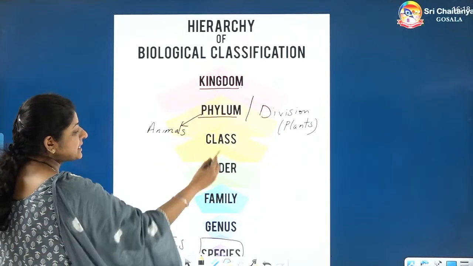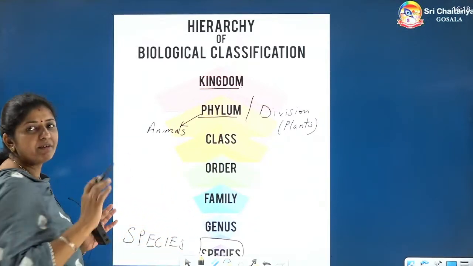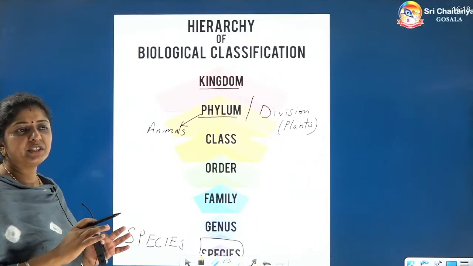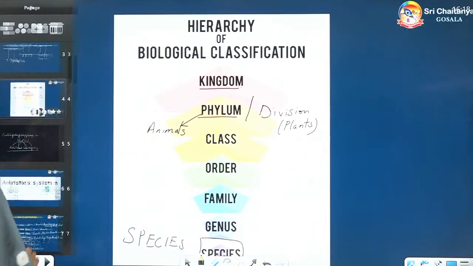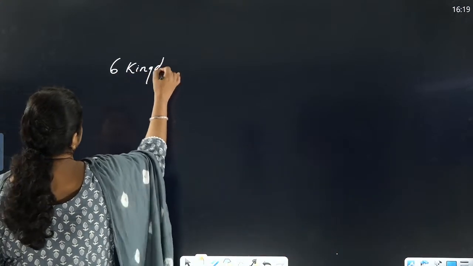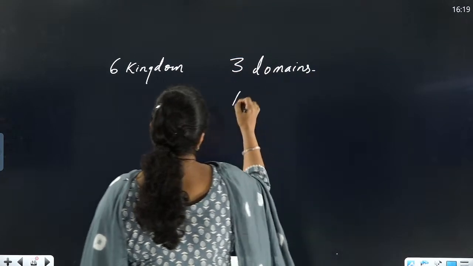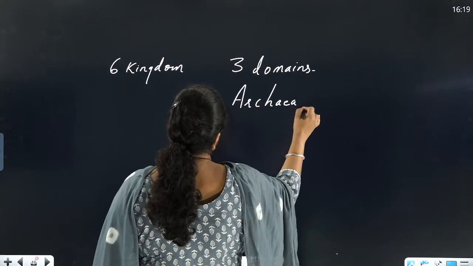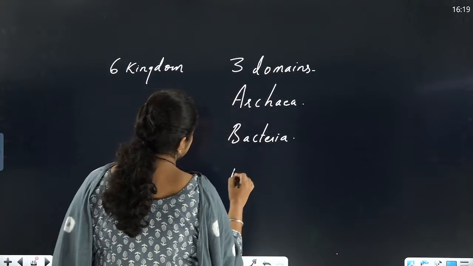So how many taxons should be there? Seven: kingdom, phylum, class, order, family, genus, species. Seven must be there. But the six kingdom classification has given one more extra, which is still above the kingdom. What is that? I am writing here. In the six kingdom classification, they added six kingdoms with the three domains, right? One is archaea, then bacteria, then eukarya.